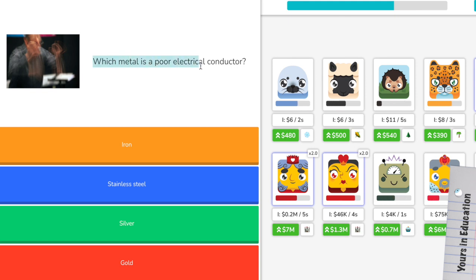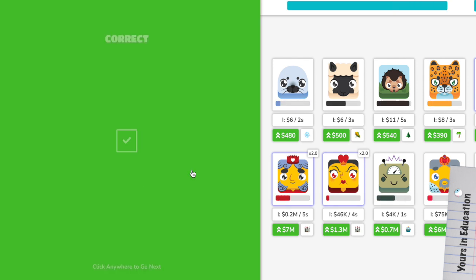Which metal is a poor electrical conductor? So iron is good. Stainless steel, I'm not sure. Silver is good and gold is good. So it's definitely stainless steel.